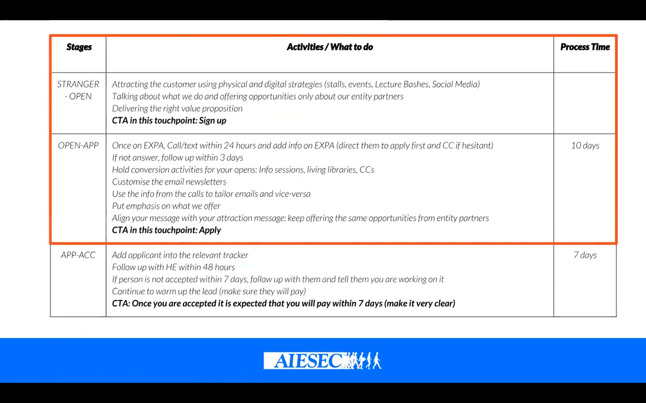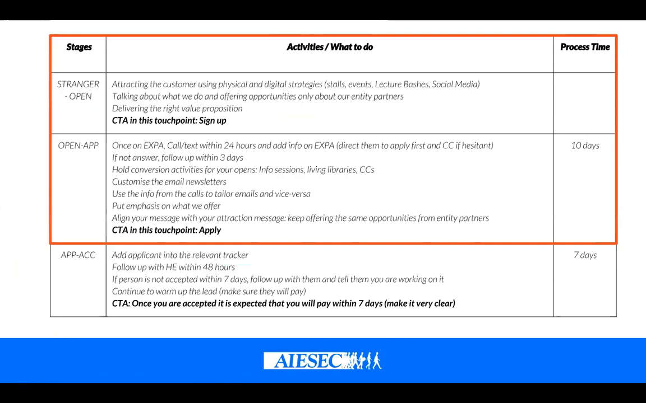So I'm going to explain to you one by one each stage of our SOP. So from stranger to open. So again, this is our attraction phase, right? In stranger to open, we're doing things again like attracting using our digital and physical strategies. We're talking about what we do, and we're making sure we're delivering the right value propositions to our customers, and they're really understanding what we do in AIESEC and what our products are about. The call to action here is that they can sign up on our platform at AIESEC.org and create an account with us so they can move on to apply, right?